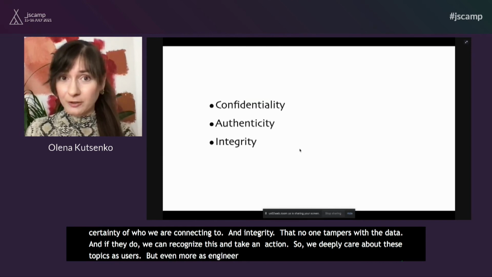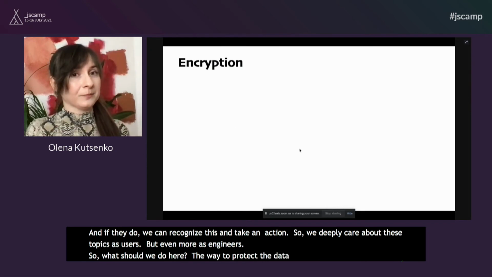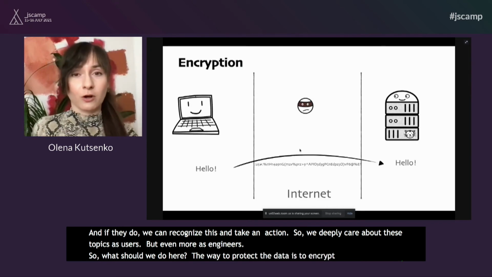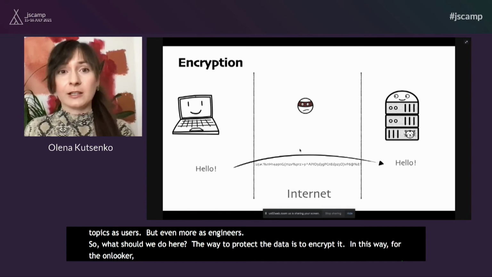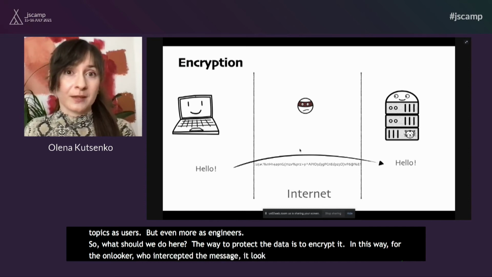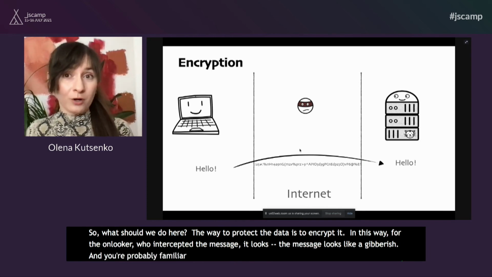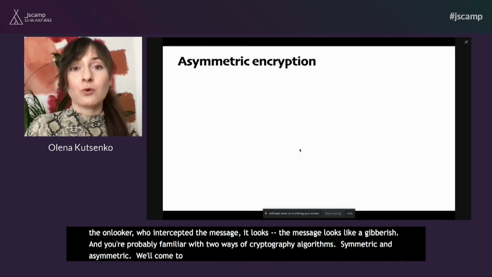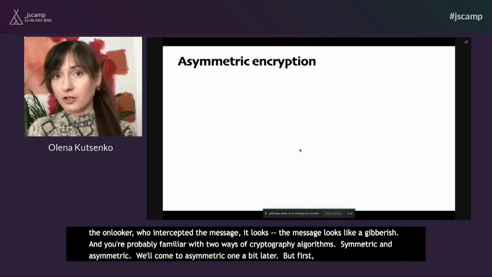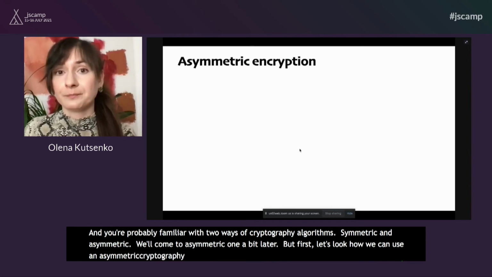So what should we do here? The way to protect the data is to encrypt it. In this way, for the onlooker who intercepted the message, the message looks like gibberish. And you're probably familiar with 2 types of cryptography algorithms, symmetric and asymmetric. We'll come to the symmetric one a bit later, but first let's look at how we can use asymmetric cryptography to send a confidential message from our browser to the server.